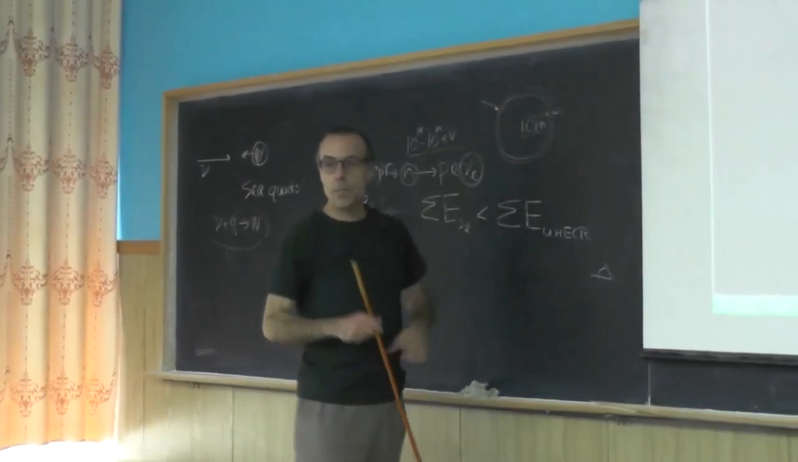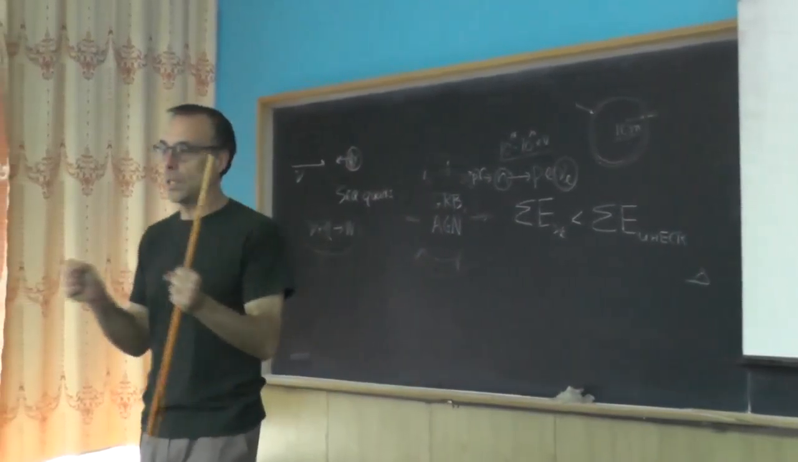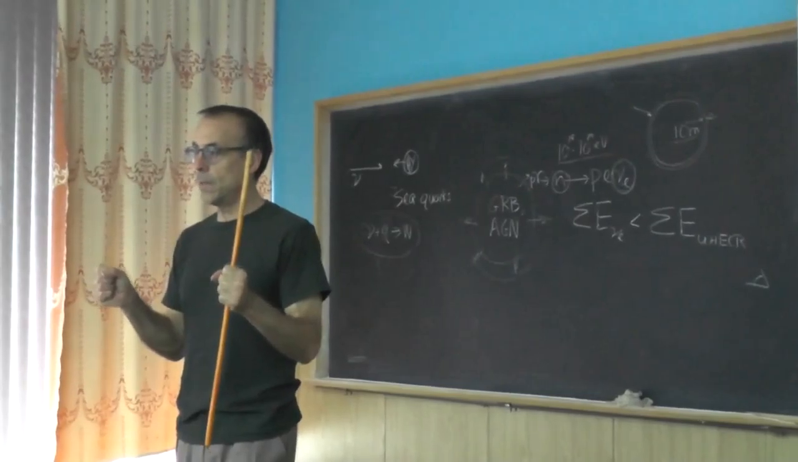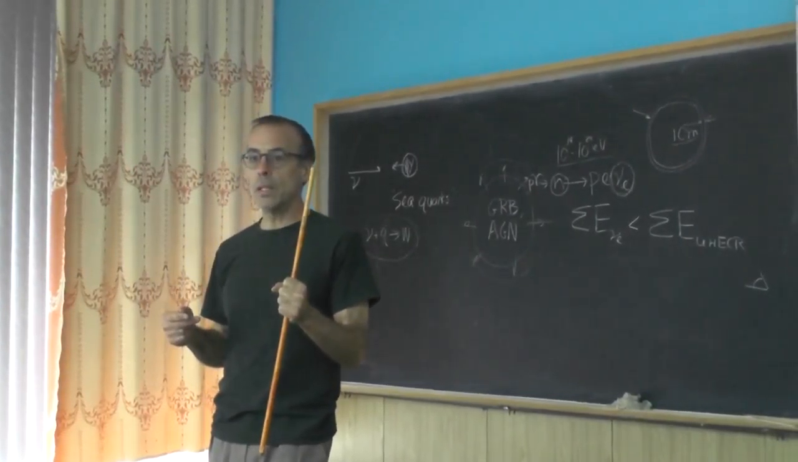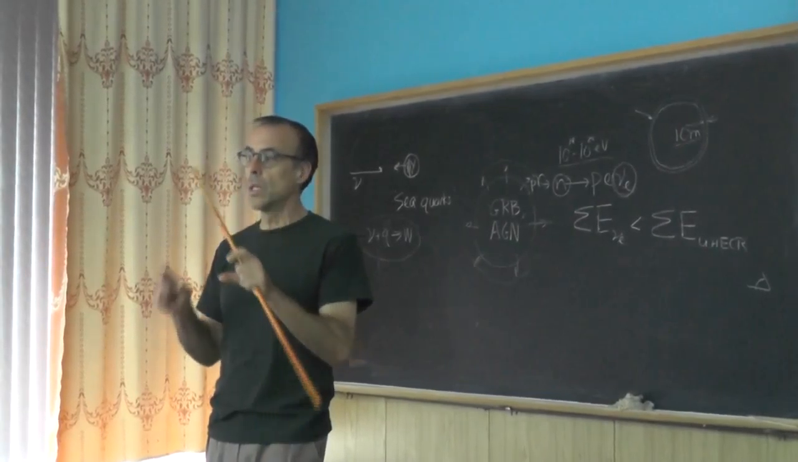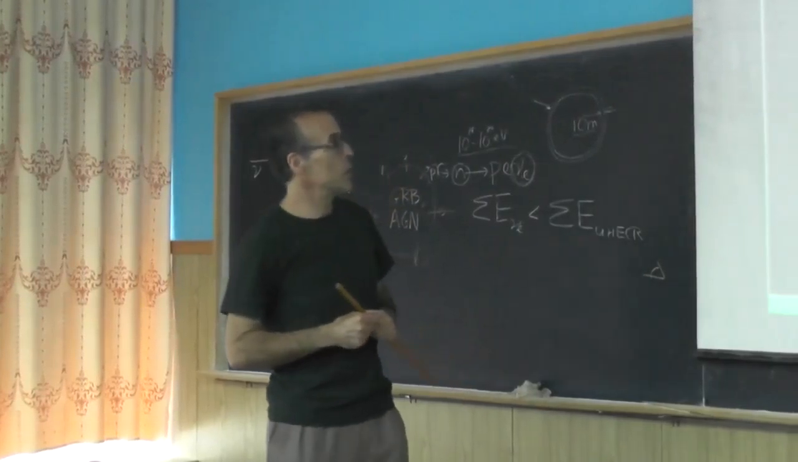Now, why is it only 10 meters? It's only 10 meters because that's the attenuation length of radio waves in lunar rock. In the ice, the attenuation length is something like 2 kilometers. But in lunar rock, it's much smaller. It's only about 10 meters.